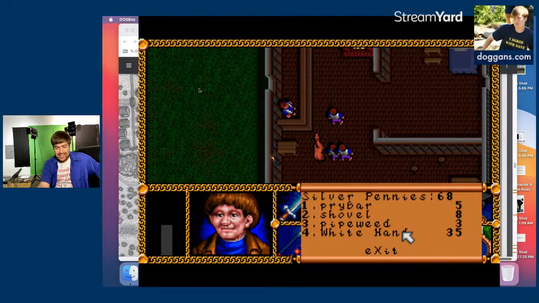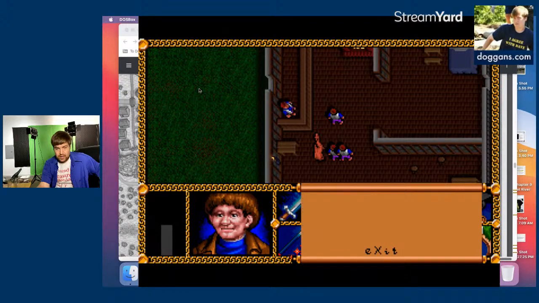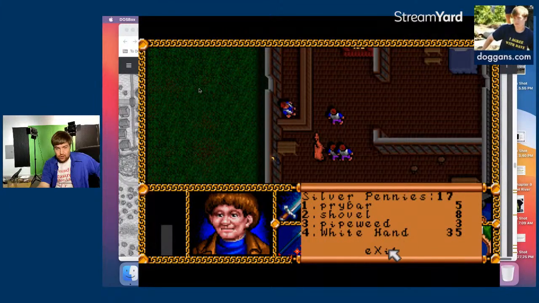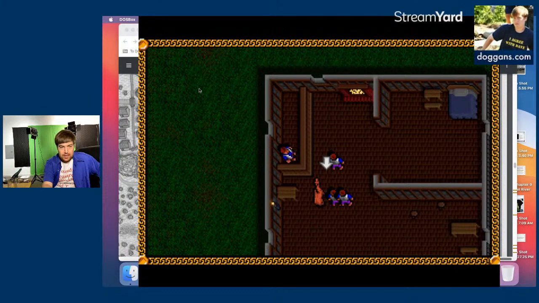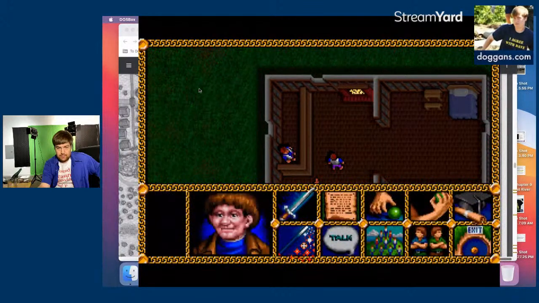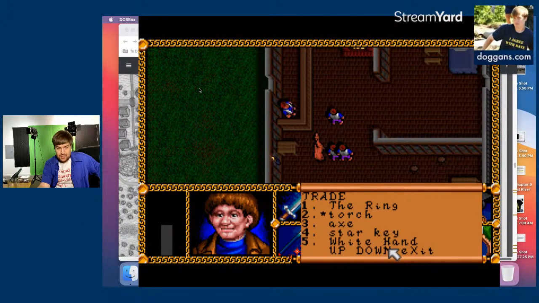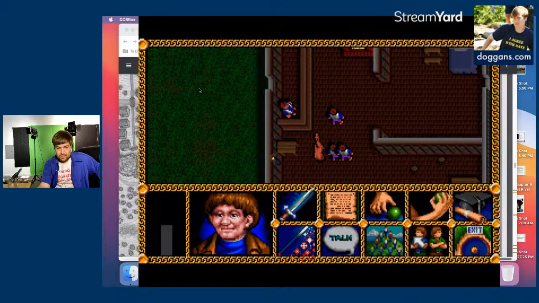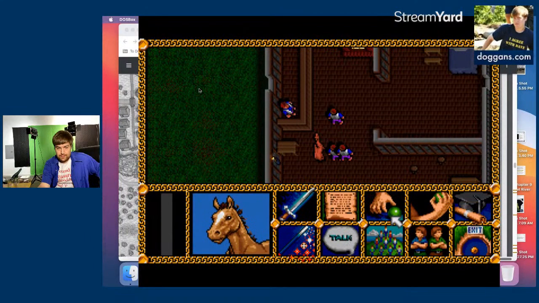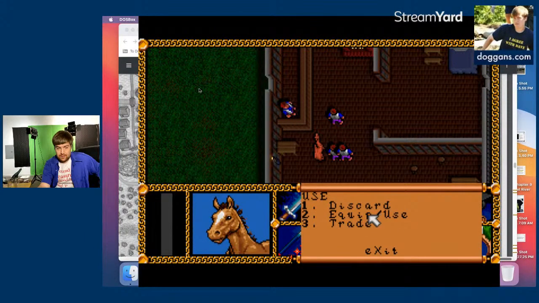The white hand, that seems the... pipeweed, a shovel, and a pry bar. Sure, why not? Can I sell the pony? Trade to the pony. The pony now has the white hand. Can't really do anything with the white hand, I guess.